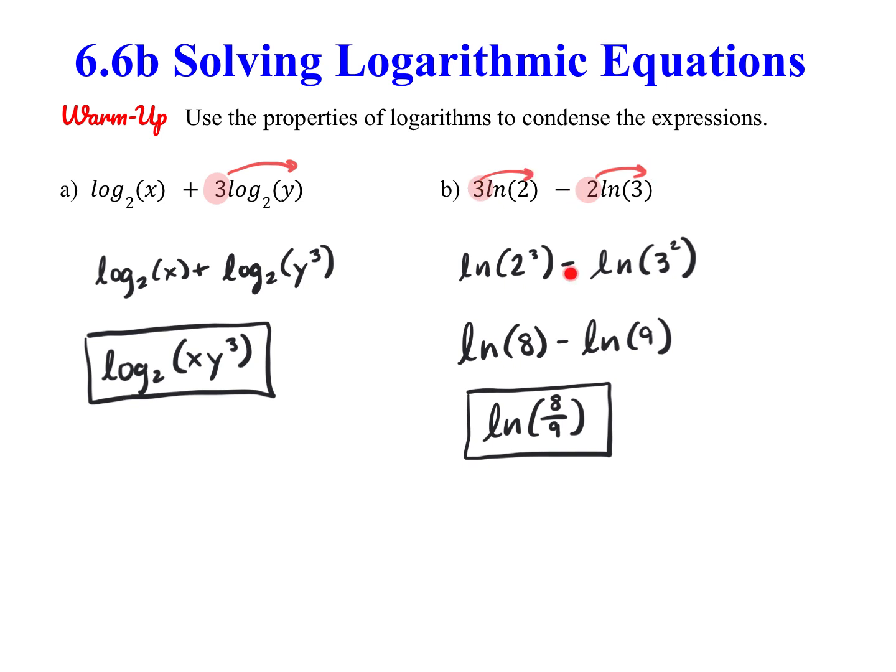And then if you have a difference of two logarithms with the same base, here we both have natural log, which is base e, we can condense them using our quotient property. So these properties are going to be tools that we may need to use today when we're solving logarithmic equations.